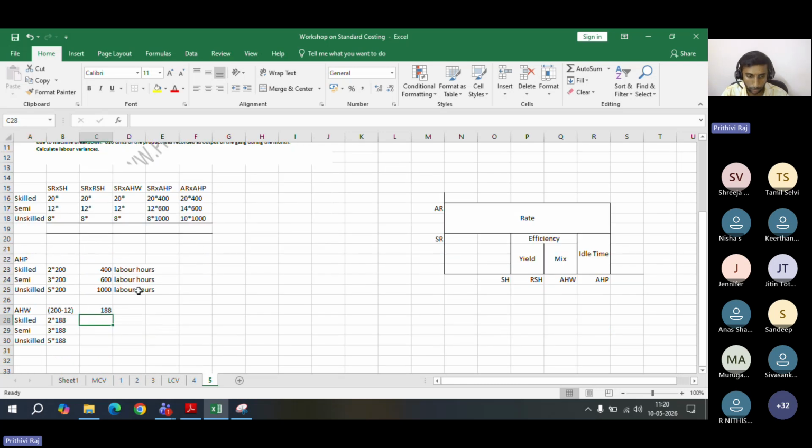If I multiply 2 into 188, this is 3 into 188, 5 into 188. That is the actual number of workers you are taking. AHW, actual labor hours. So actual labors: 376, 564, 940. Now comes the tricky part.